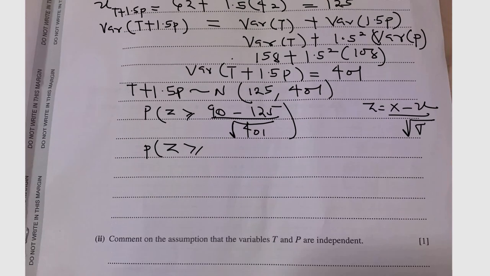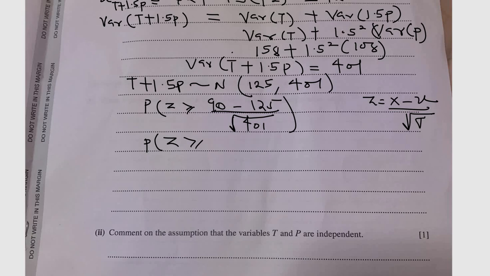So probability of Z greater than or equal to 90 minus 125, divided by the square root of 401. So we have minus 1.7478. So the probability of Z greater than or equal to this is the same thing as the probability of Z greater than this. It's the same approach.